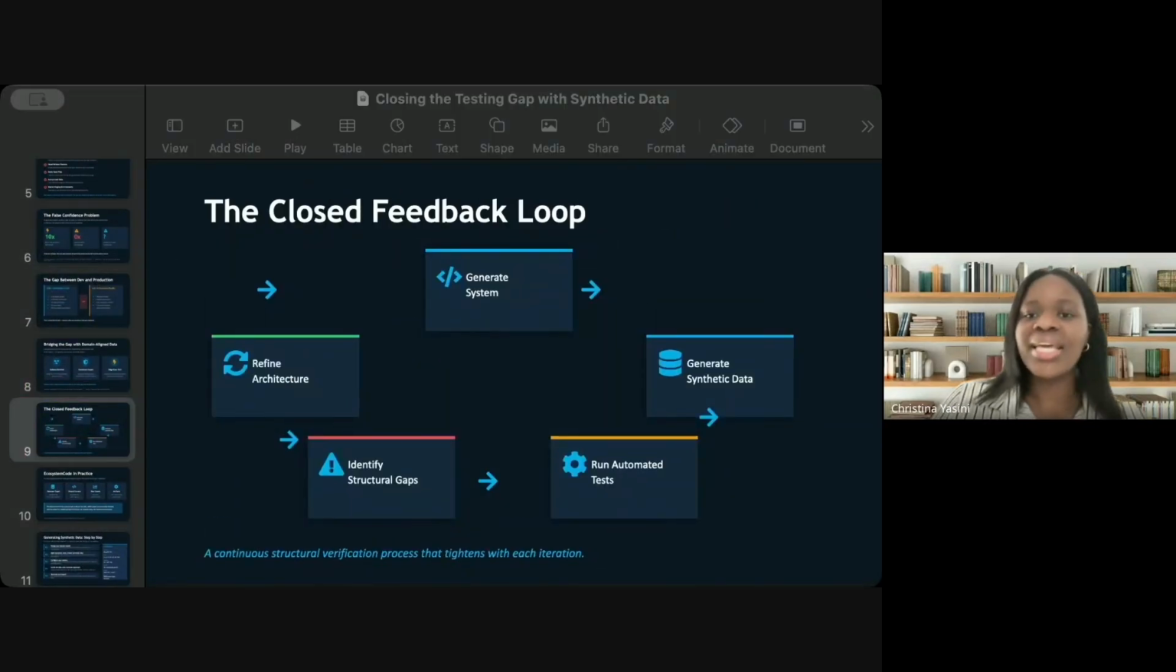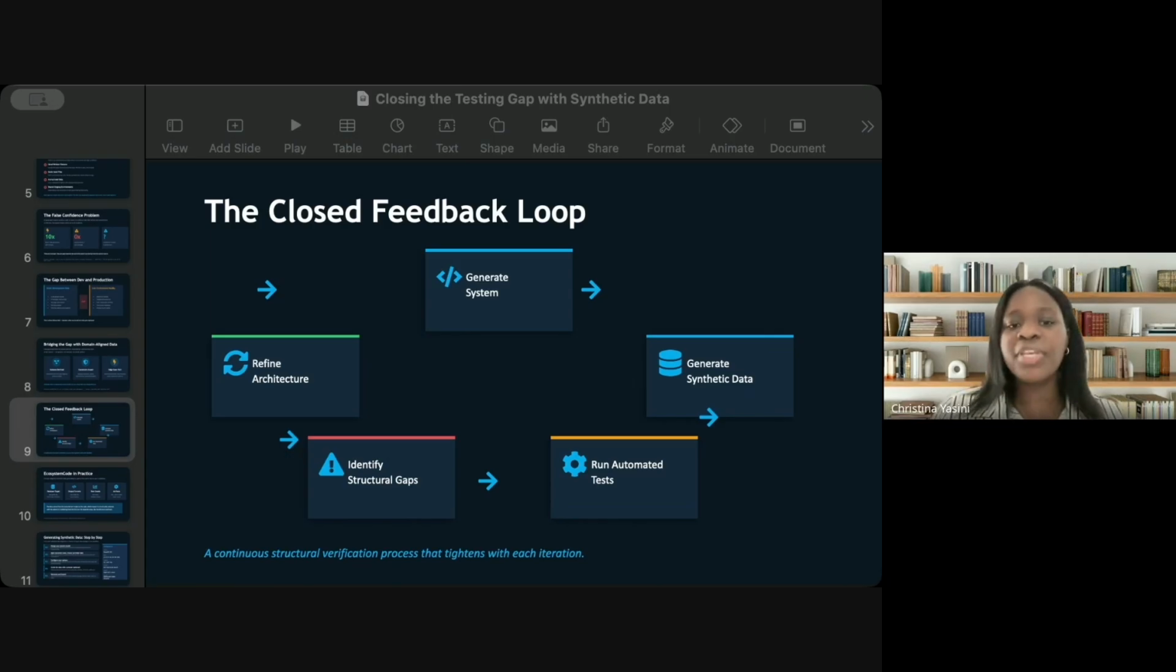And this then creates the closed feedback loop, right? Where you start with generating the system, the domain model is defined, the ontology is captured, and the platform produces the full code base. And from there, instead of immediately deploying or manually testing, you generate synthetic data from the same domain model. And this happens in the same workflow from the same source of truth, where the data knows your entities, your relationships, your business rules, because it is generated from the same specification as the code.